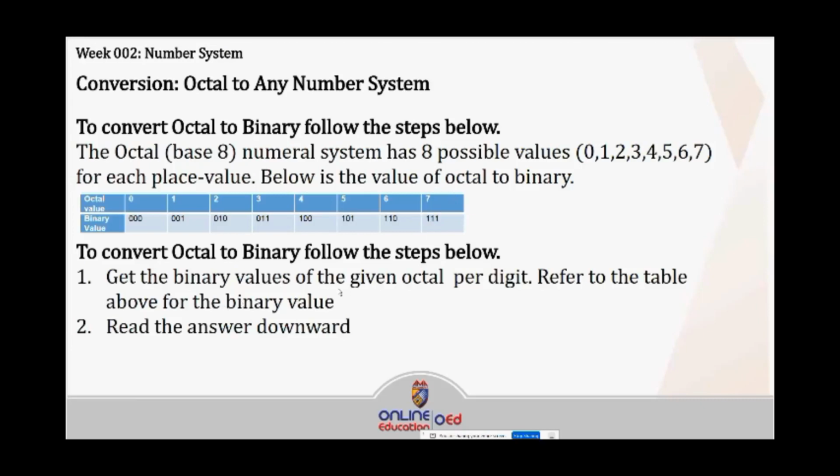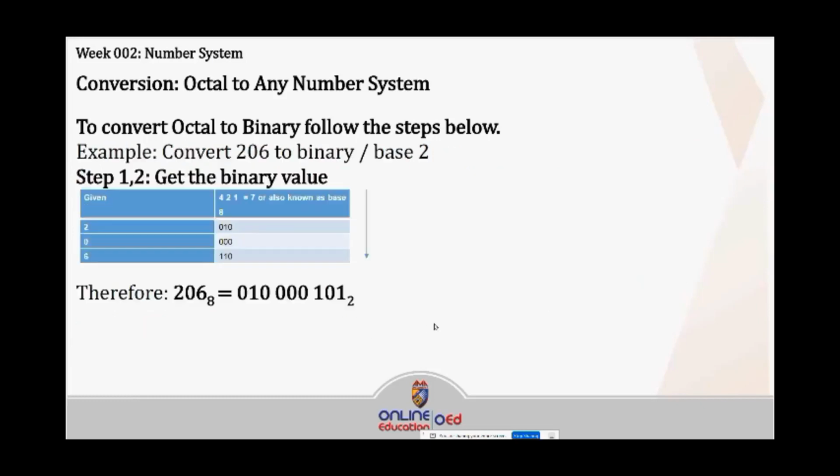Get the binary values of the given octal per digit, refer to the table above for the binary value, and read the answer downward. So for example, as I have mentioned, if you are going to convert octal to binary using the 4 2 1, which is this one, if you just want to see the alignment, we are looking for 2. Of course, in the 4 2 1, you put 2 to be true, then the rest is 0.